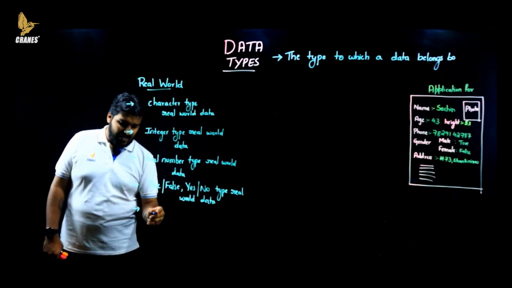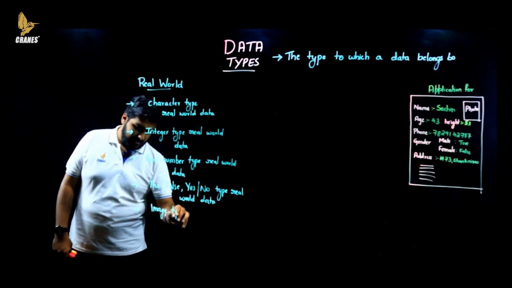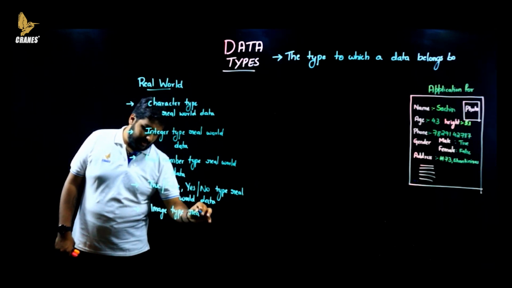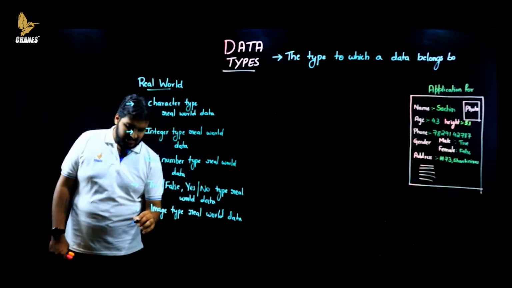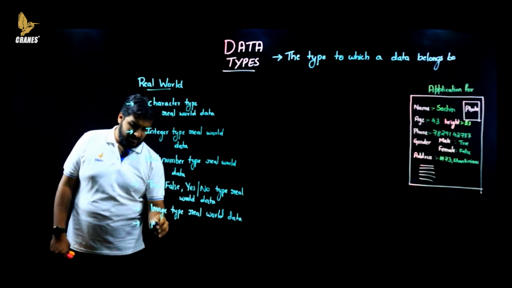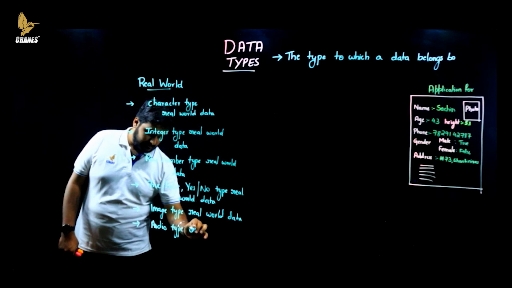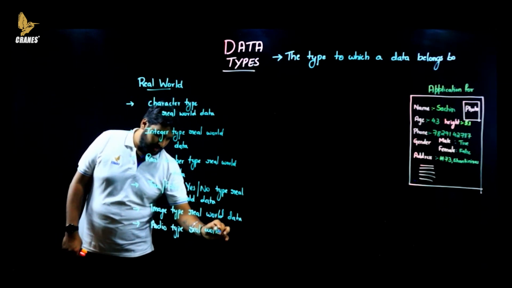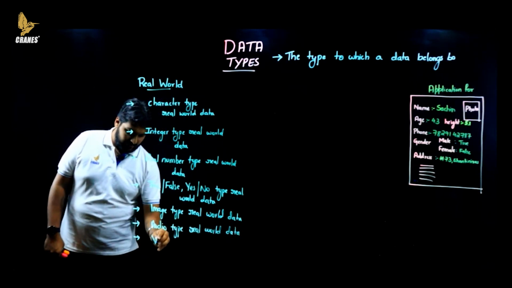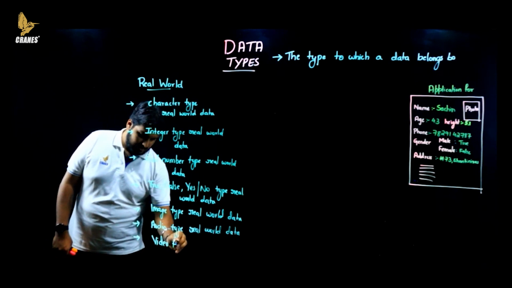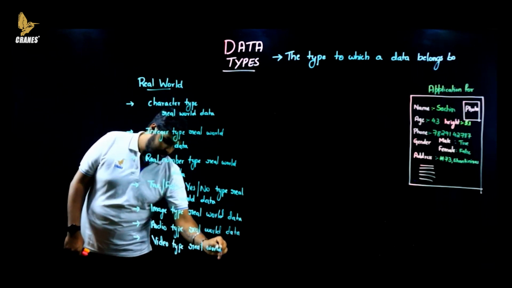Next, you have a photo there. So I will tell image type real world data. Next, if it is an image, then obviously we should be having audio. I will tell audio type real world data. Next, we have one more: video type real world data.